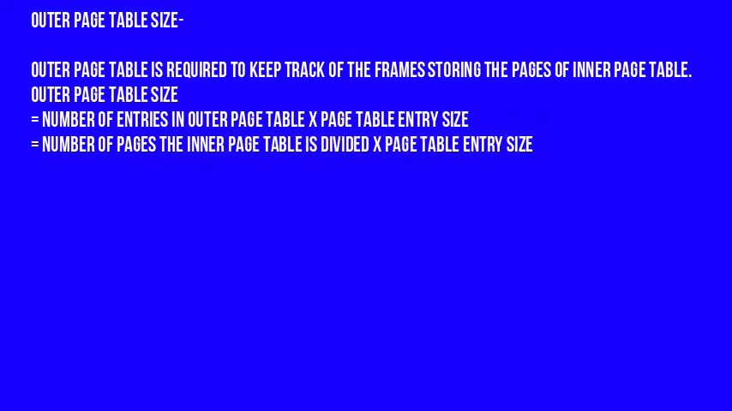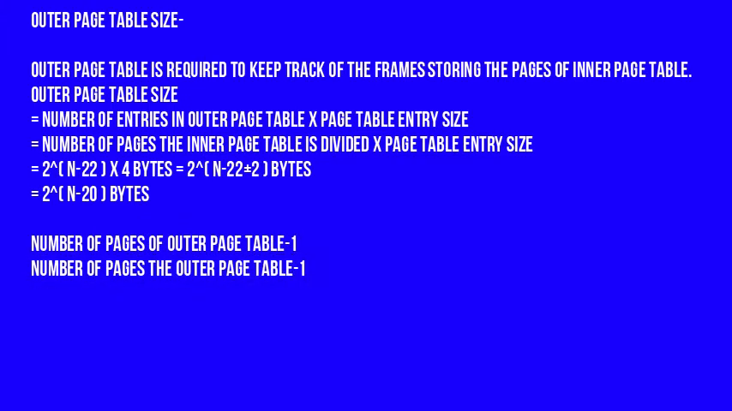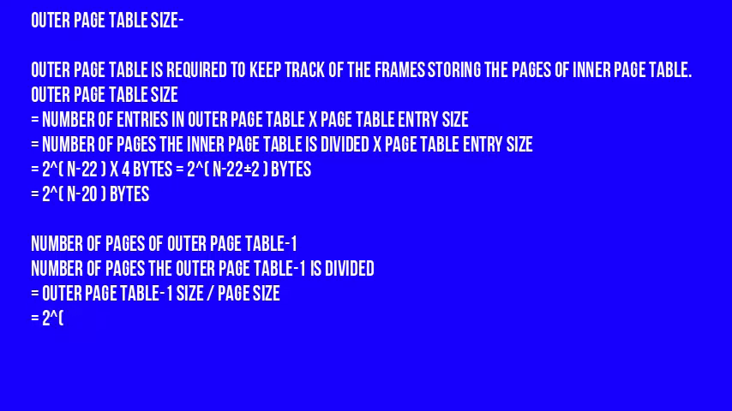The number of pages the inner page table is divided into is 2^(n-22), times the page table entry size, given as 4 bytes, equal to 2^(n-22) times 2^2 bytes, equal to 2^(n-20) bytes. Number of pages of outer page table 1: the number of pages the outer page table is divided into equals the outer page table 1 size divided by the page size.